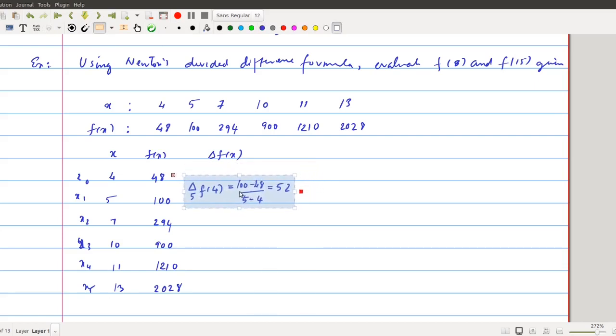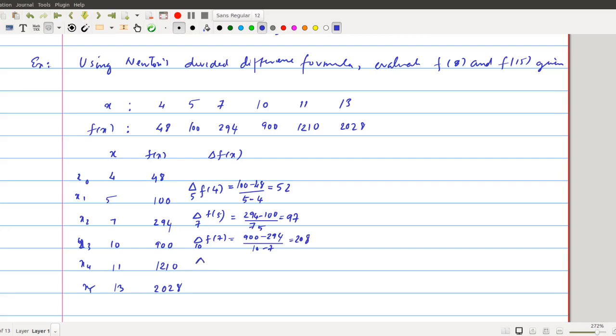Okay, so similarly we write the next, this is in between these two numbers: delta 7 of f of 5, so that is obtained by 294 minus 100 divided by 7 minus 5. That will be 97, and next we have delta 10 of f of 7, that is 900 minus 294 divided by 10 minus 7, that is equal to 208.